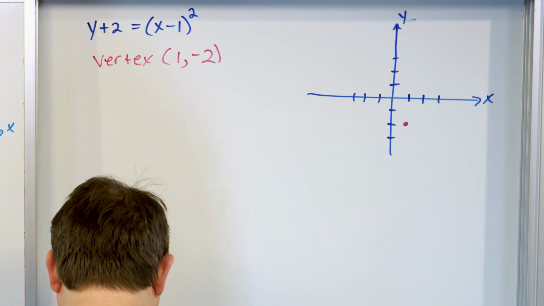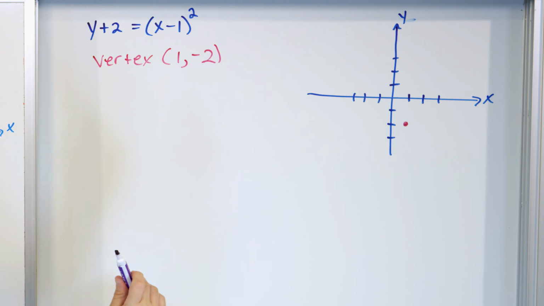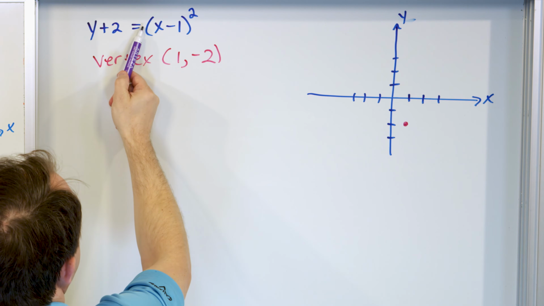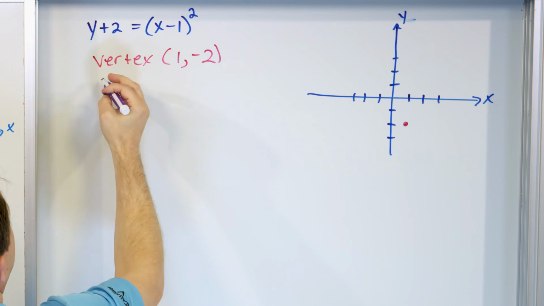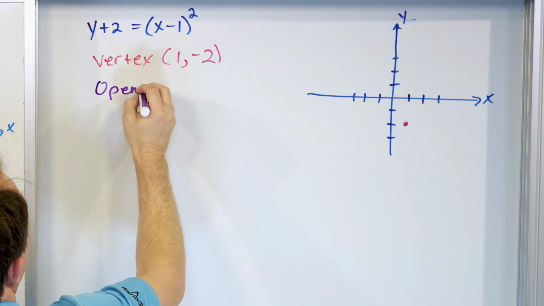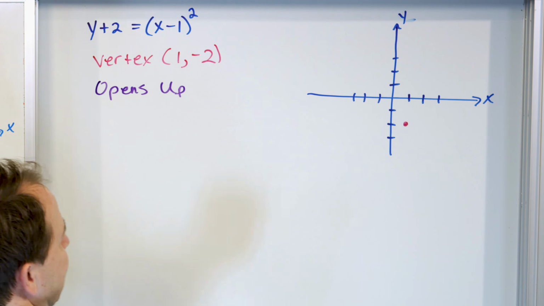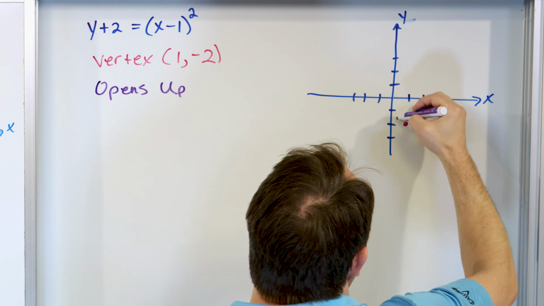So then you have to ask yourself, does it open up or does it open down? All you do is look at the number in front of the parentheses, but it's an invisible 1, a positive 1. So it's positive, which means it opens up. And that means this equation is going to look something like this.